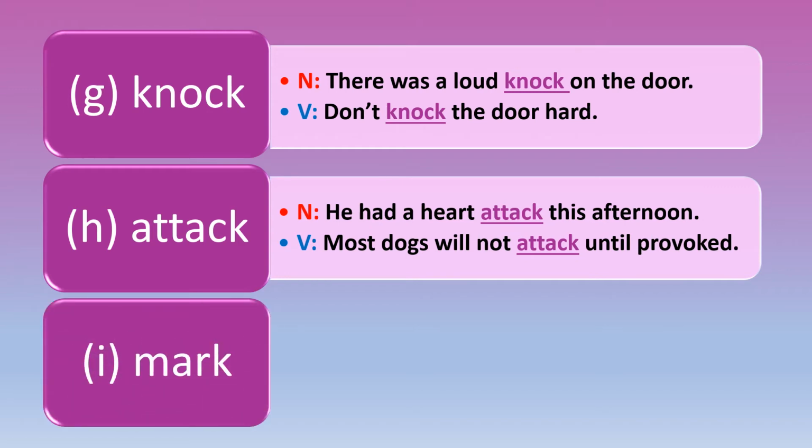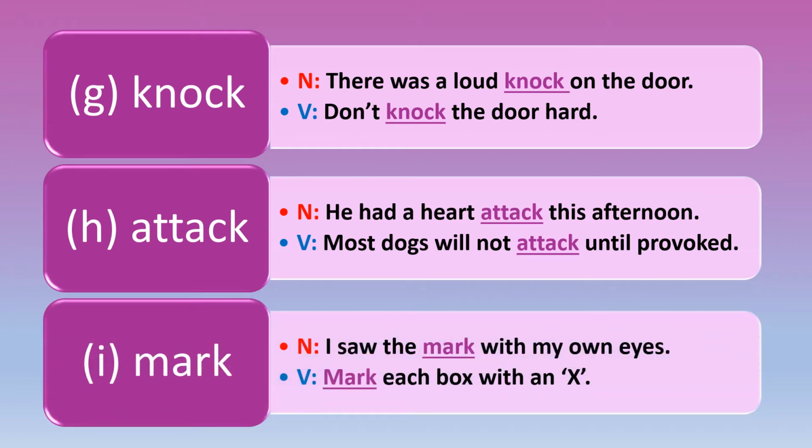And the last word, mark. I saw the mark with my own eyes. What did I see? Mark. So when I ask the question what and I get the answer to that, that word is a noun. So that is the way for you to understand how I am using the same word as a noun. And as a verb, of course, it is the action word. Therefore, mark each box with an X.